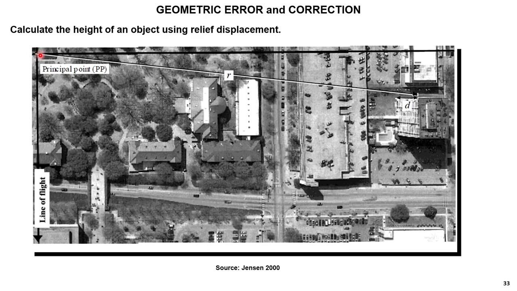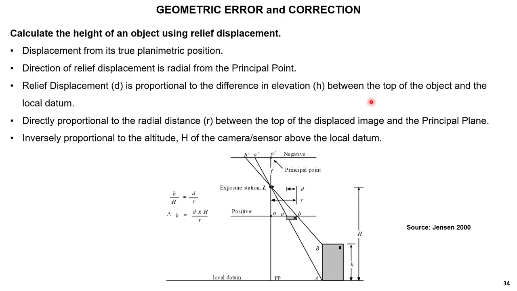So we need to find, this will be given in the question, this is the radial distance and your platform is at some altitude. And either we need to find out what is the relief displacement, or we need to find out what is the height of the building by using the relief displacement. So this is how the relief displacement works.